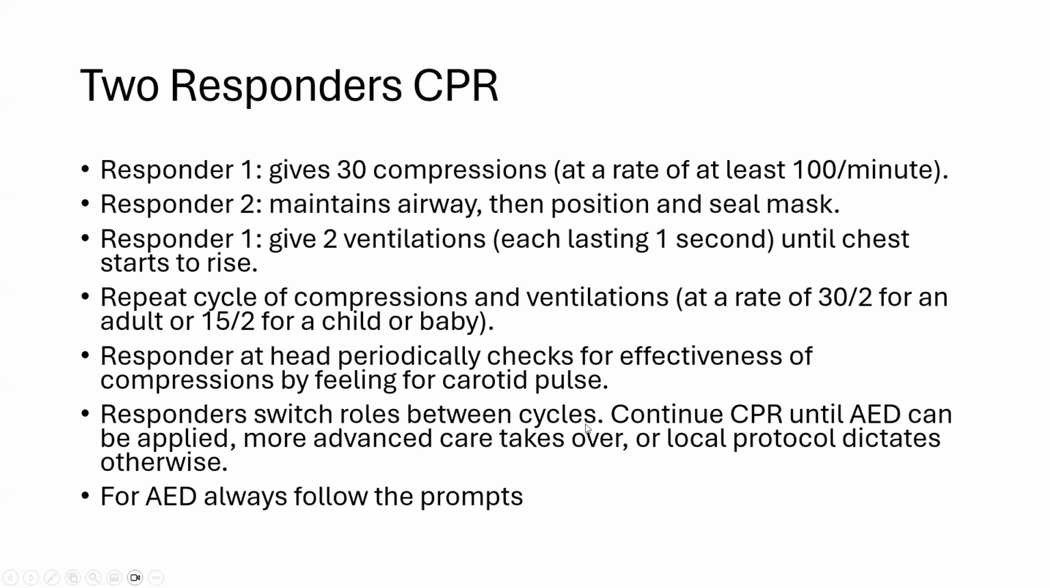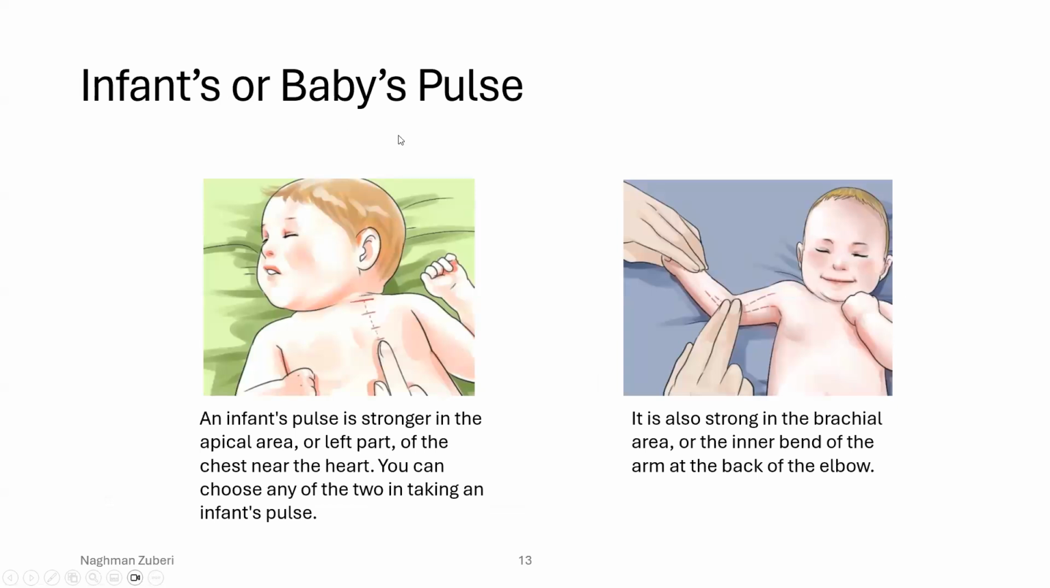Responders switch roles between the cycles, and continue CPR until the AED can be applied or more advanced care takes over or local protocol dictates otherwise. For the AED, always follow the prompts. For a baby or infant, check the infant pulse that is stronger in the apical area, or left part of the chest near the heart. You can choose either of the two in taking an infant's pulse. It is also strong in the brachial area, or inner side of the arm at the back of the elbow. Another place to check the baby's pulse.